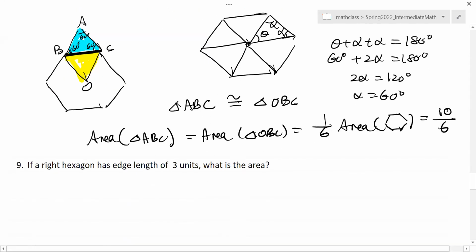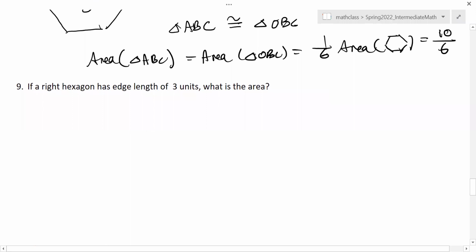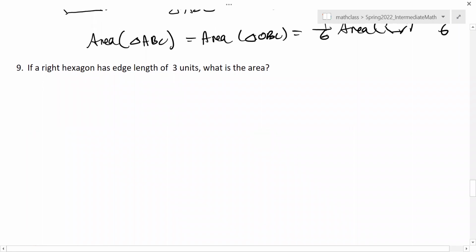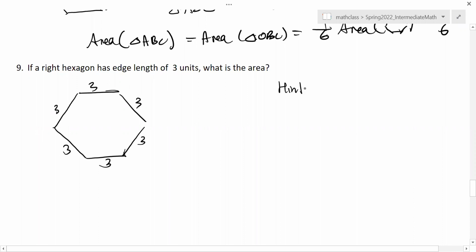All right, so now I want you to figure out the next problem. You are given a regular hexagon, and each side is 3. What is the area? Here's a hint: for an equilateral triangle, the area is square root of 3 over 4 times a squared. That's given, okay? So please do that problem and let me know what you get.